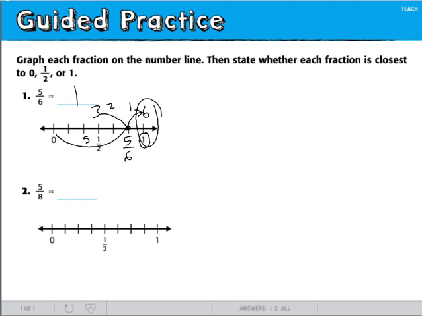Second one, 5/8. So same thing. This would be 4. This would be 8. 5 would be right here. Okay. It's 5 away from 0. 3 away from 8. 1 away from 4, which is half of our 8. So it's closest to the half, which is 1/2.